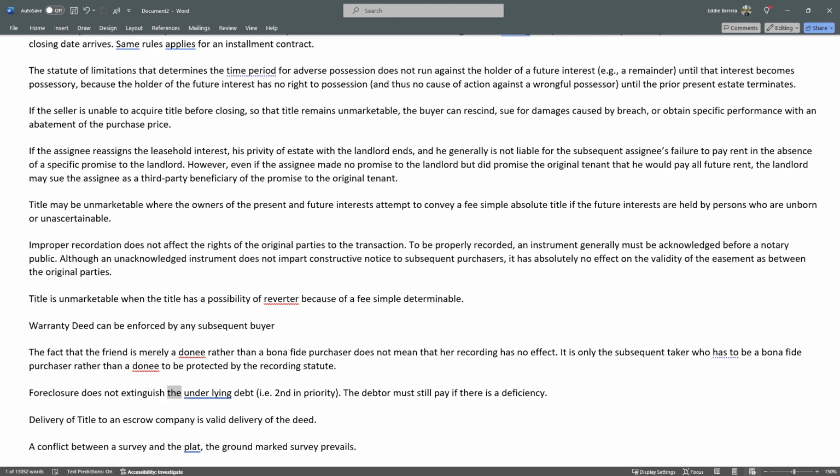Foreclosure does not extinguish the underlying debt, i.e., second in priority. The debtor must still pay if there is a deficiency. Delivery of title to an escrow company is valid delivery of the deed. In a conflict between a survey and the plat, the ground-marked survey prevails.